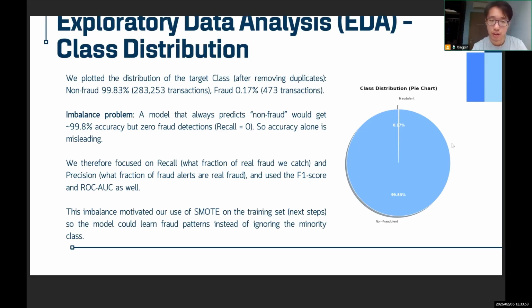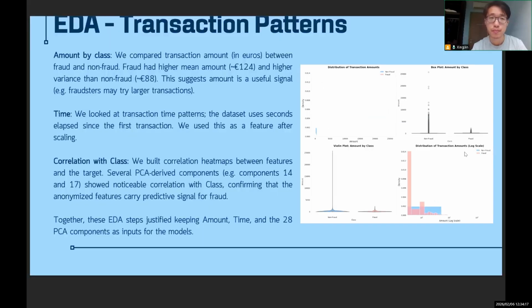We therefore focused on recall and precision together, and used the F1 score and the ROC-AUC curve as well to measure the performance of the model. So this imbalance motivated our use of SMOTE on the training set, so the model could learn from patterns instead of ignoring the minority class.